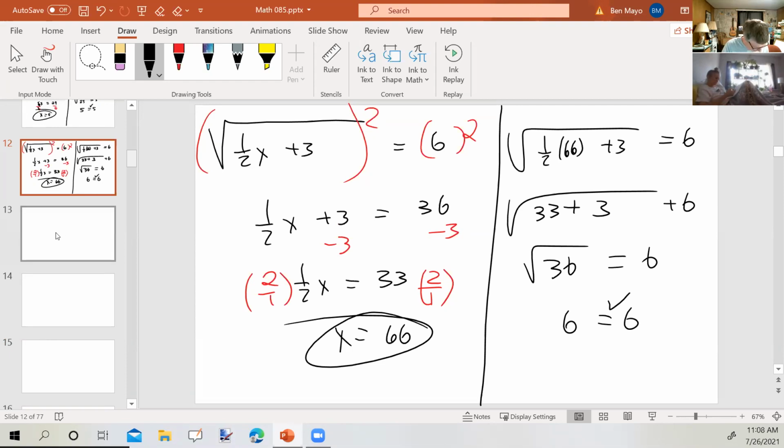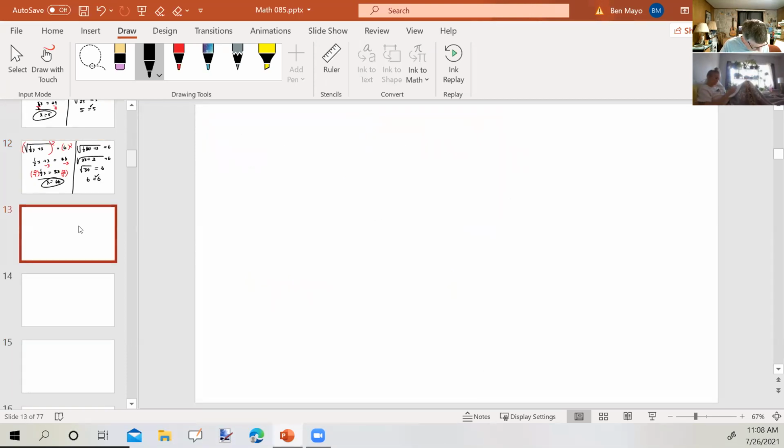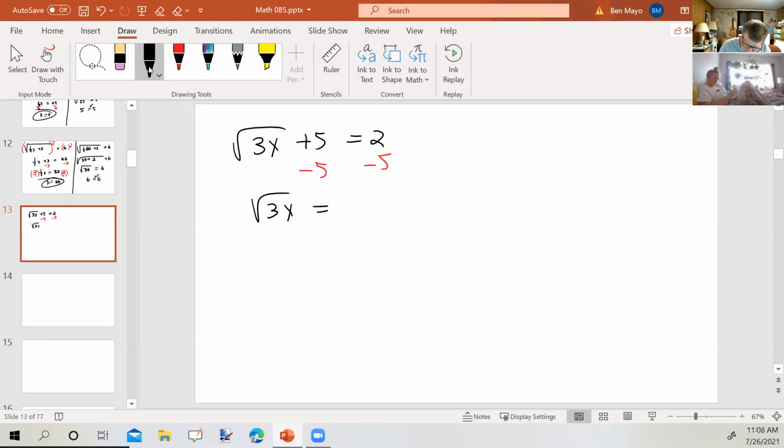All right, now let's say we've got the following. The square root of 3x plus 5 equals 2. In this case, the radical is not isolated. There's another term, a constant term there. So the first step is going to be to move that constant term to the other side of the equation.